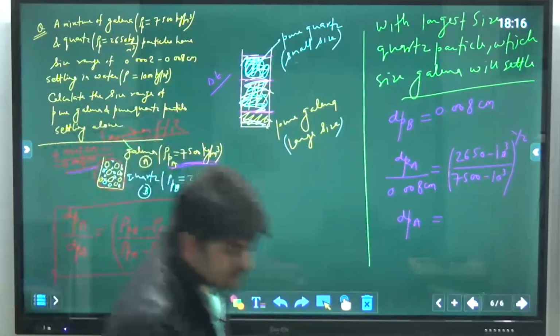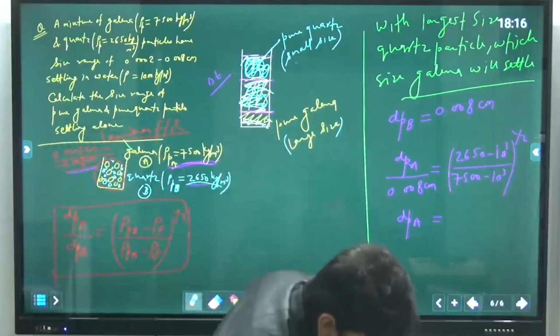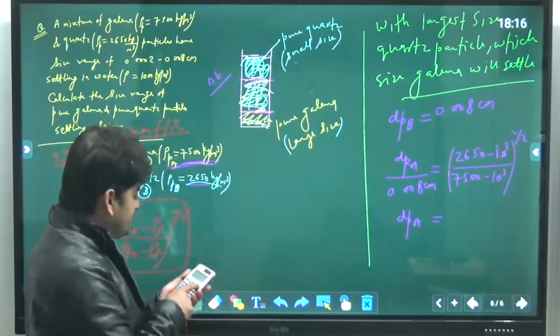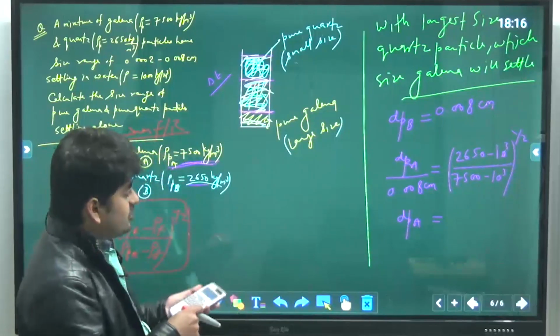Let's see. Yeah, red color is not clearly visible, no problem, but you know all these equations, so that's why I'm not trying to use that.